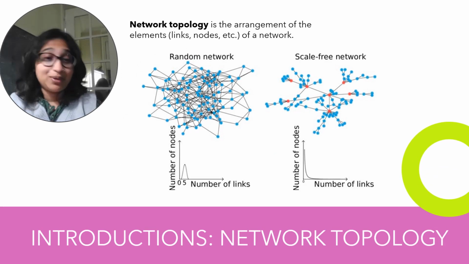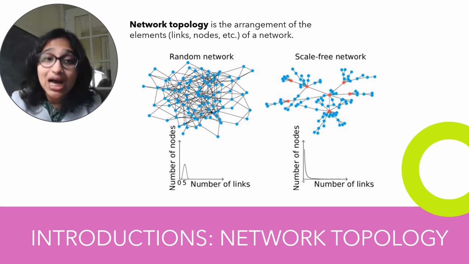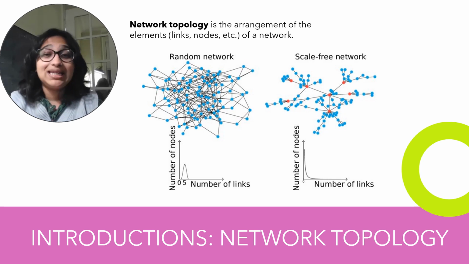Now that we know what topology is, we can move into network topology. Network topology refers to the arrangement of nodes and edges in a network. The topology of a network can greatly affect its behavior and performance. For example, in a random network, nodes are connected to each other randomly, while in a scale-free network, a few highly connected nodes, known as hubs, are connected to many other nodes.